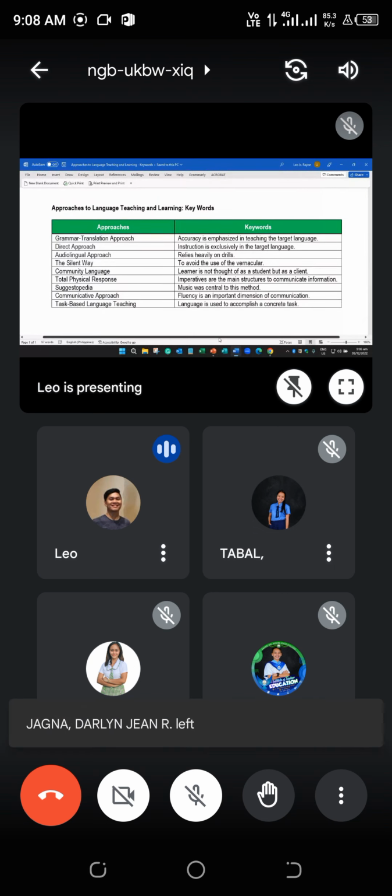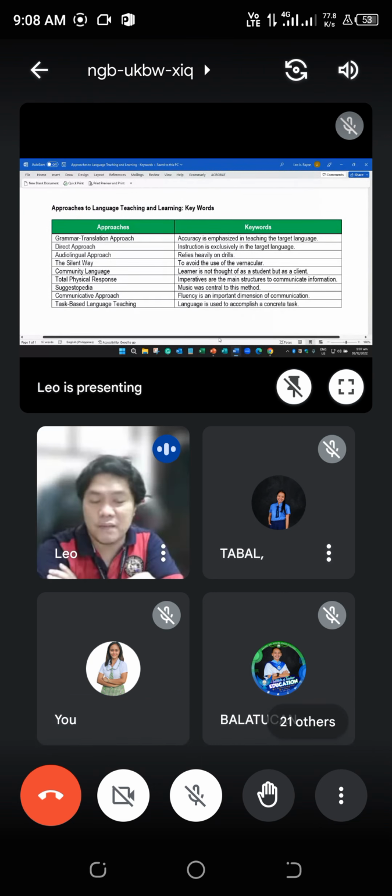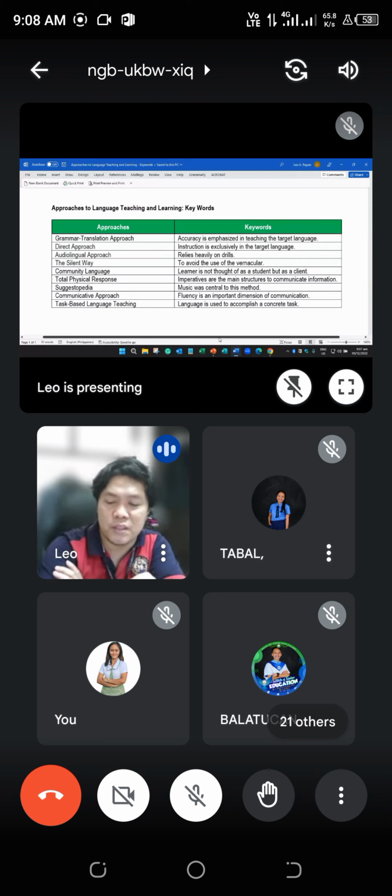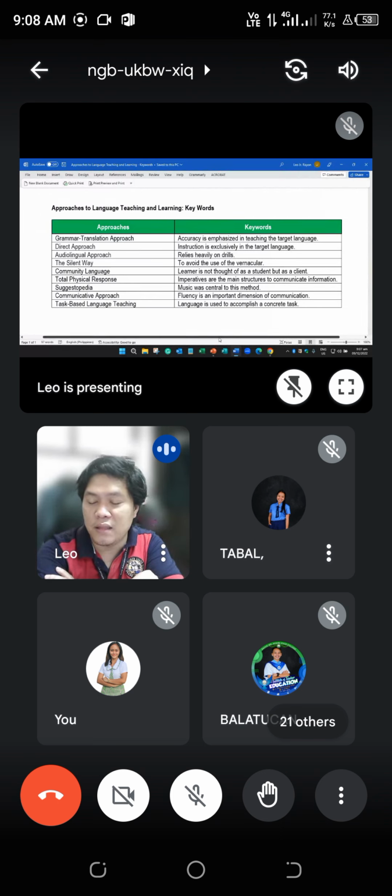Okay? So we have here the grammar translation approach. The keyword is that accuracy is emphasized. The thing about the grammar translation approach is that when the target language is being learned, it is taught in the vernacular. For example, when we learn about the structure of English, we learn it using our native tongue, either Bisaya or Filipino or Tagalog. That's why it's called grammar translation, because the grammar structure, the patterns of the target language, are being taught in the first language. And what is important here is accuracy.